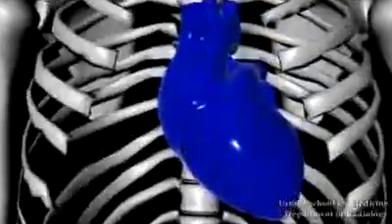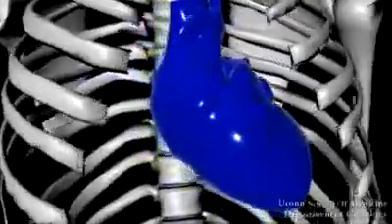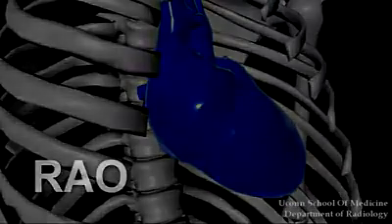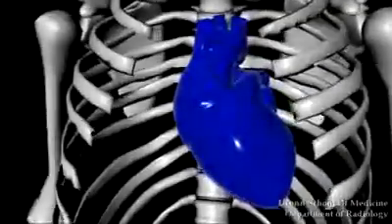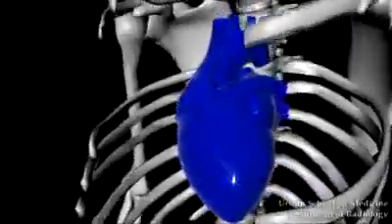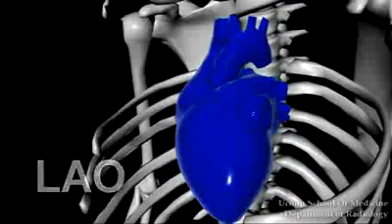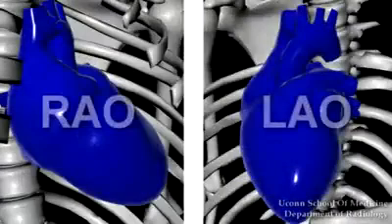Take a look at why rotation matters. When the patient is rotated so that the right shoulder is angled towards the image plate, this is a right anterior oblique view. The heart tends to appear larger and more elongated. When the patient is rotated just the opposite way, this is a left anterior oblique view. The heart appears less elongated and more globular. Here are both views, side by side, for your comparison.